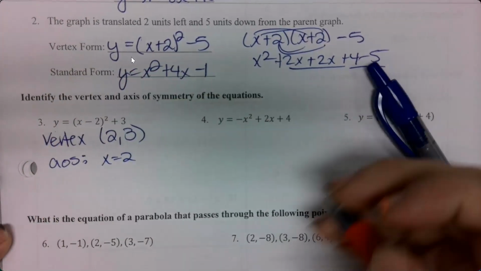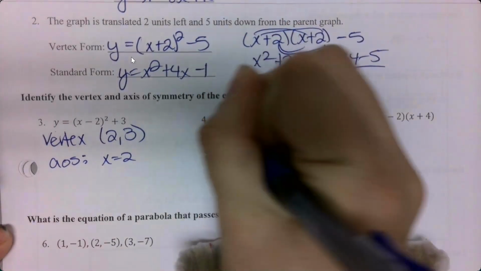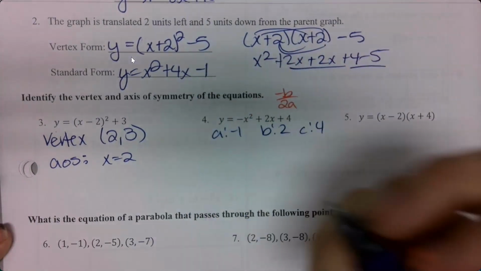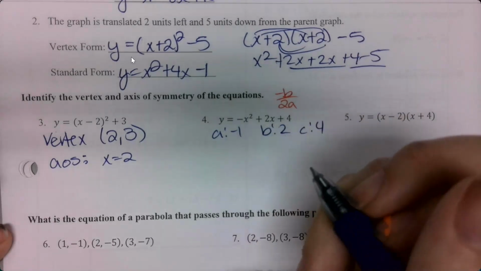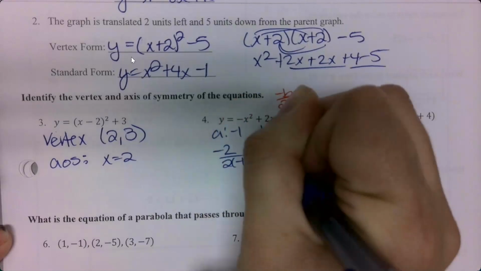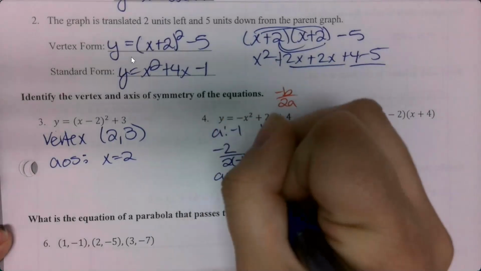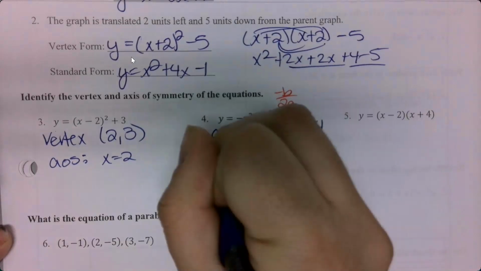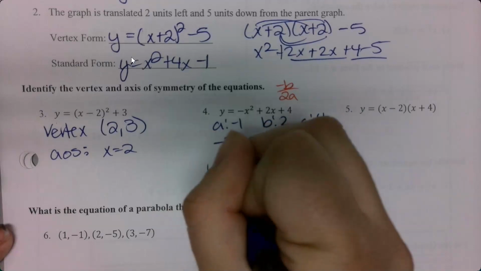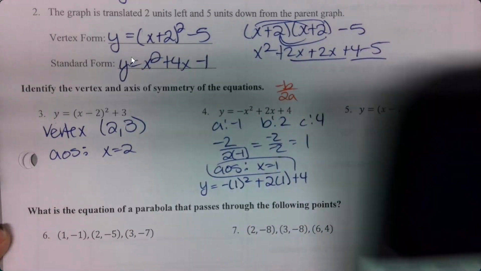Over here on number 4, because it's in standard form, I want to use the formula negative b over 2a. So I need to identify my a, b, and c values. Then I'm going to plug in, this is negative 2 over 2 times negative 1, negative 2 over negative 2, it's positive 1. This is my axis of symmetry. Then I want to plug in to get my y value for my vertex. So I'm going to type that into the calculator.